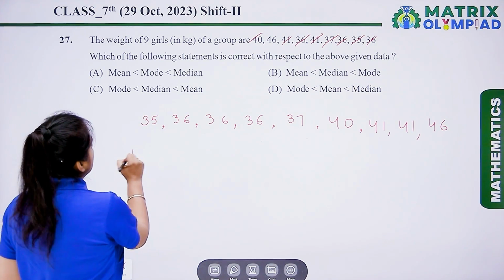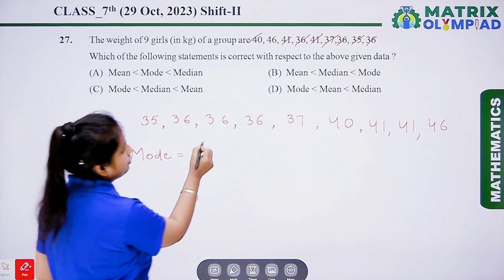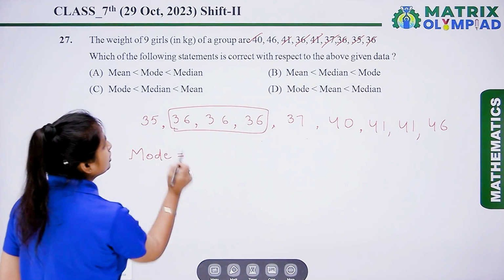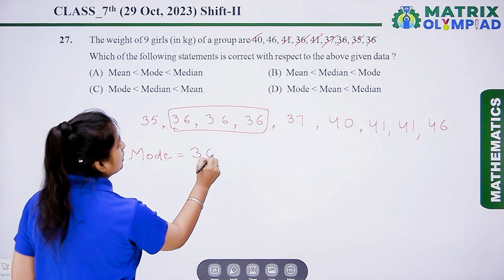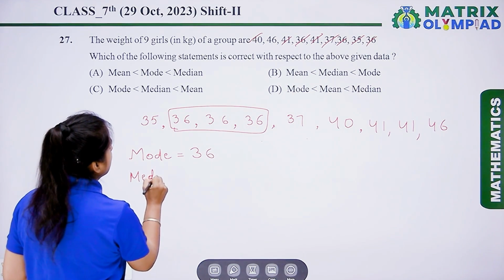So the mode is 36, as this has 3 observations. Let's find out the median.